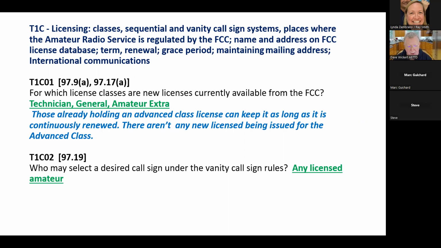And who can select a vanity call sign? As long as it's not been assigned to anybody else, any licensed amateur can request a vanity call sign. They may not be able to get all of the call signs that they want because they're limited by license class and they are limited by geography. But if you'd like to be able to get one, you can request it. Costs $35 today.